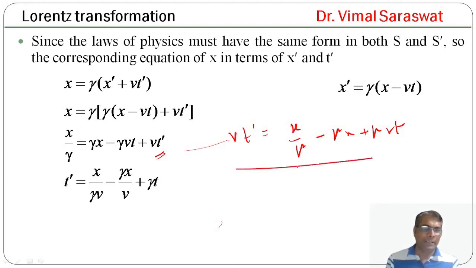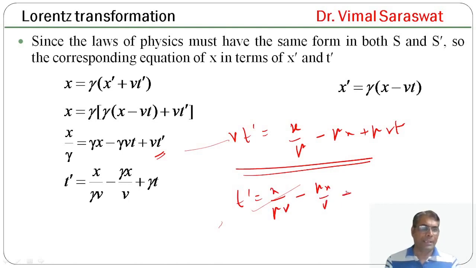Now we divide this whole equation with v. So t dash is equal to x upon gamma v minus gamma x upon v plus gamma t. And it is written here. So t dash equal to x upon gamma v minus gamma x upon v plus gamma t.